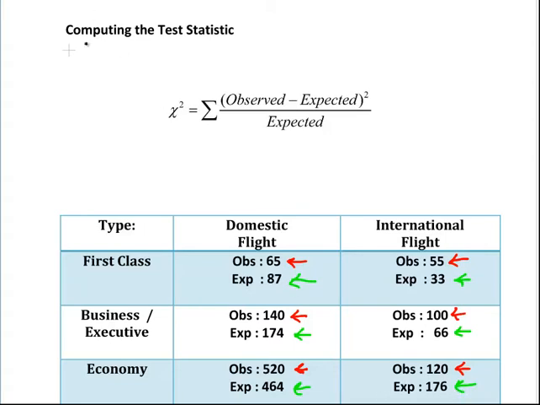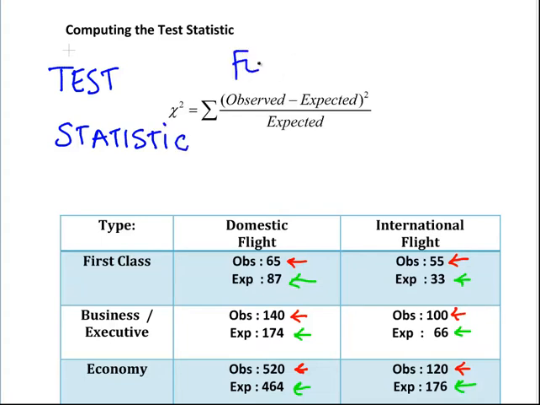So what we're going to do now is calculate the test statistic. The test statistic is for each cell. What we have to do is this calculation and then add them all up. For each cell, we calculate the observed minus expected, square that and divide by the expected value.